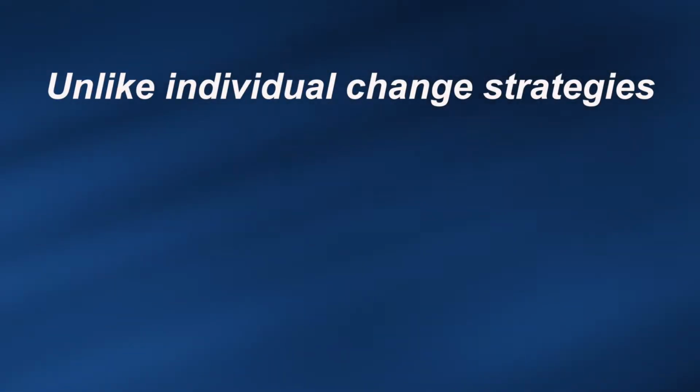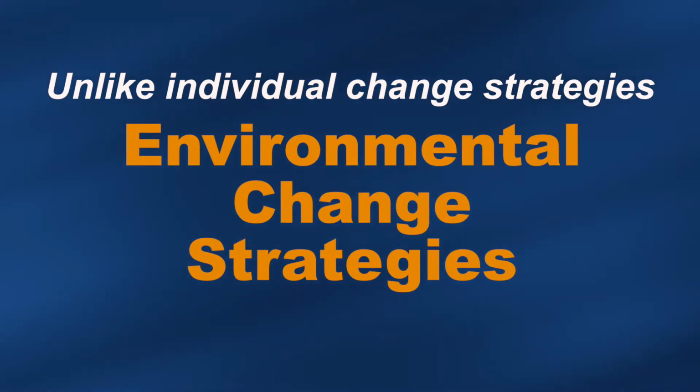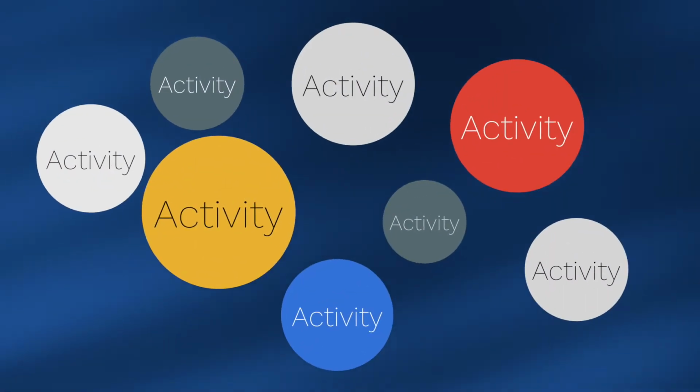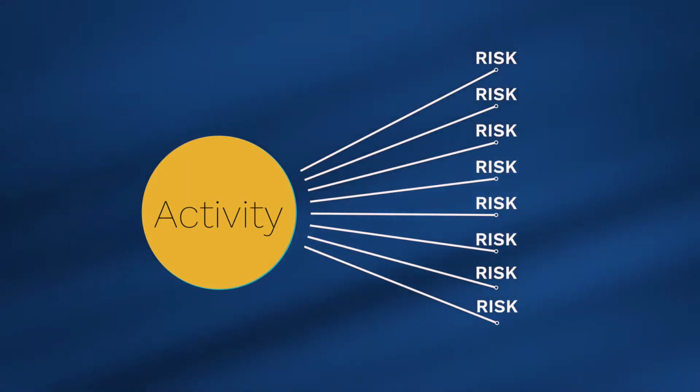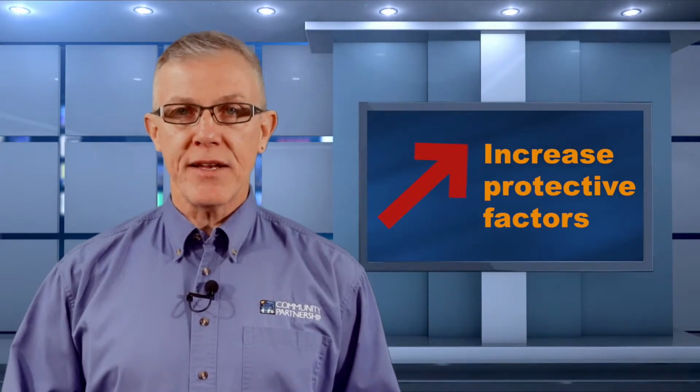Unlike individual change strategies, environmental change strategies often include multiple activities, each targeting its own set of risk factors or intervening variables, often resulting in policy changes. Ultimately, your prevention efforts will decrease risk factors and/or increase protective factors. Long-term behavior changes are reflected through the data you initially collected in your assessment stage.